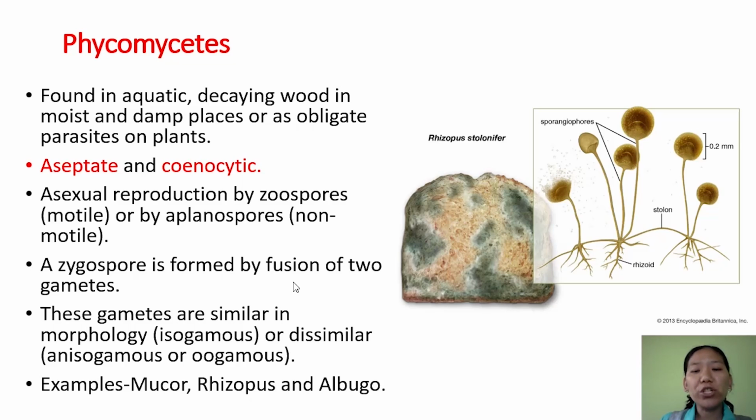Sexual reproduction also takes place by fusion of gametes. If two gametes are similar in structure, morphologically similar, such gametes are called isogamous. And if two gametes are dissimilar in morphology, then we call them anisogamous or oogamous. Some examples are Mucor, Rhizopus and Albugo.